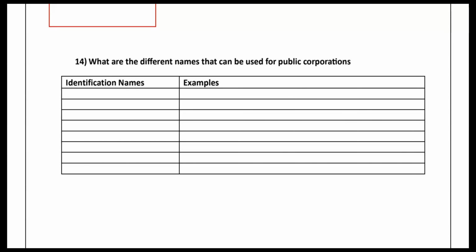And sometimes university can also be used. What is that university? University of Sri Jayawardhanapura. Public corporation.